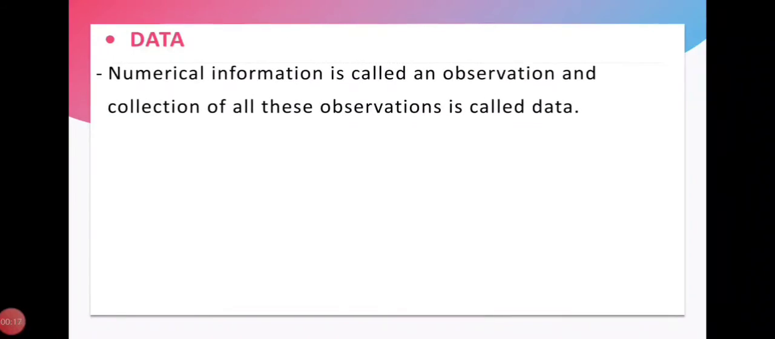Numerical information is called an observation, and collection of all these observations is called data. In short, you can say that data is nothing but numerical information which we collect or gather for a specific, a definite purpose. Yes, in day to day life, we collect many such information for some purpose. So that is called data.